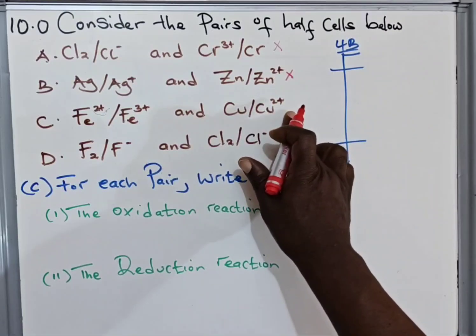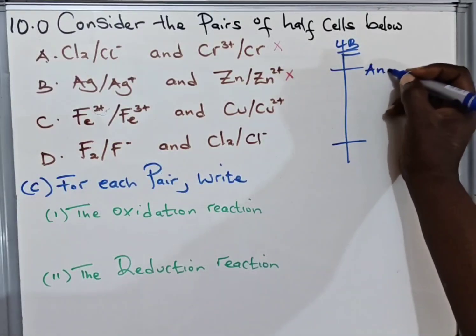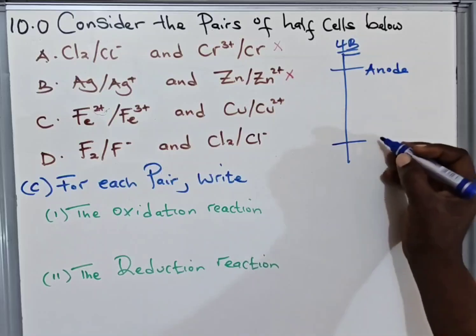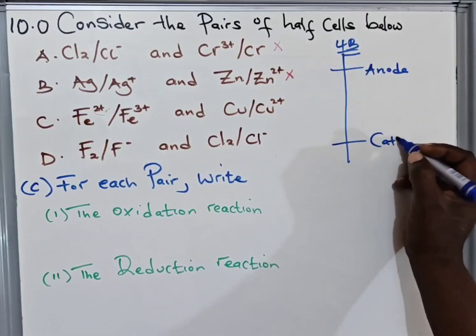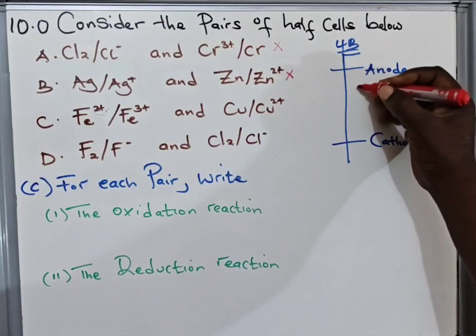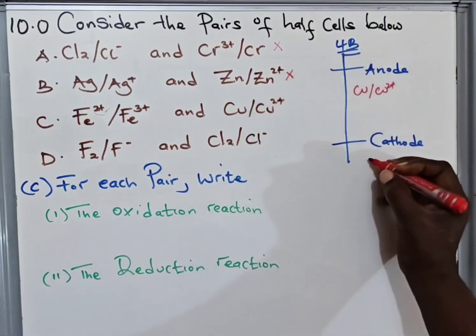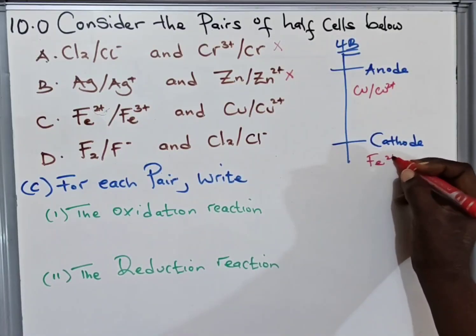Next is this pair between the iron half cell and the copper half cell. Okay. And which one comes first? You have to remember that whatever comes first is going to be our anode, and what comes later is going to be our cathode. And so which one is going to come first? From table 4B, it is copper which comes first. So we have it here. It is Cu, Cu2+. And the iron half cell comes later here.